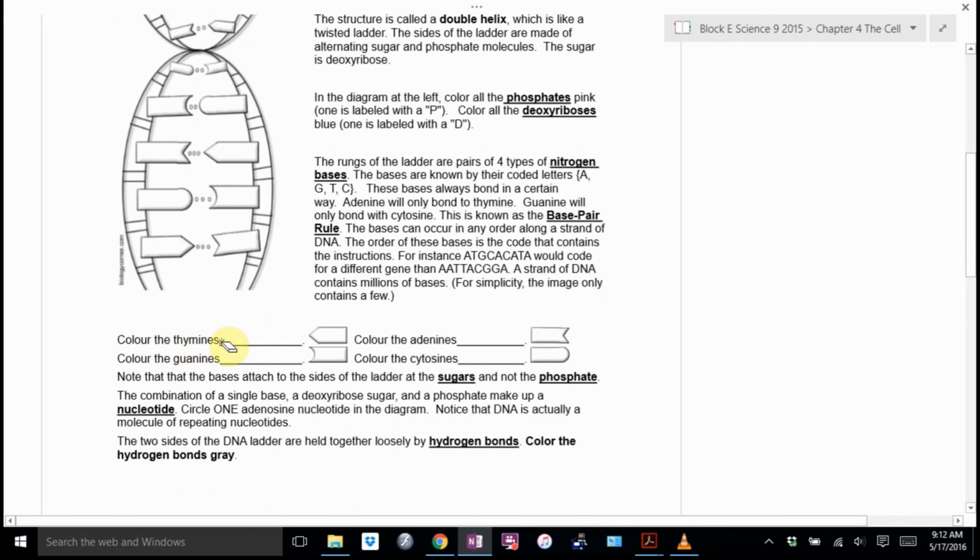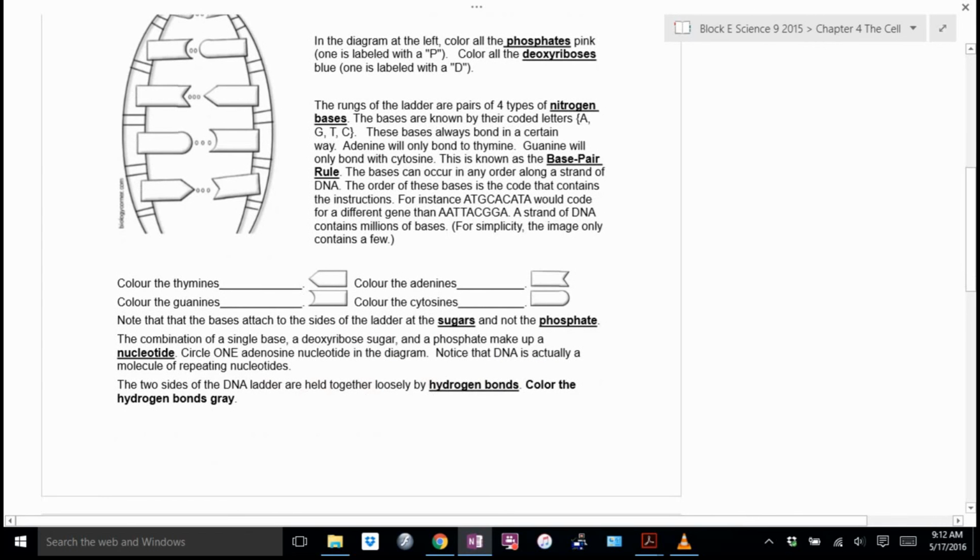You can pick a color to color the thymines. The thymines are the ones that are rectangular with a little arrow on the end. You can pick a color to color the A's, the adenines. Those are rectangular with an inset arrow on the end. You can pick a color to color the guanines. You can pick a color to color the cytosines. And then color the hydrogen bonds gray.